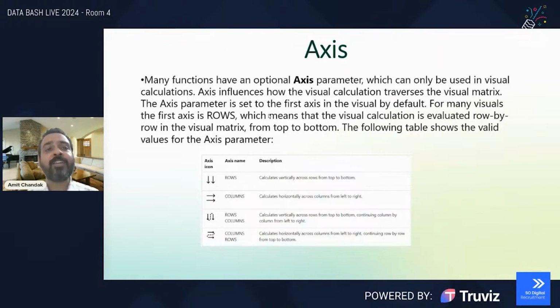Now there, you might have seen an additional parameter at a few places which talks about axis and reset. So axis is one of the parameters which is very common in the visual level calculation functions. This axis is basically your row or column, depending on how you want to use it. Many functions have optional parameters which can only be used in visual calculation. Axis influences how your calculation traverses the visual matrix. So instead of saying I want previous of brand, I can simply say I want previous of a row or previous of a column.